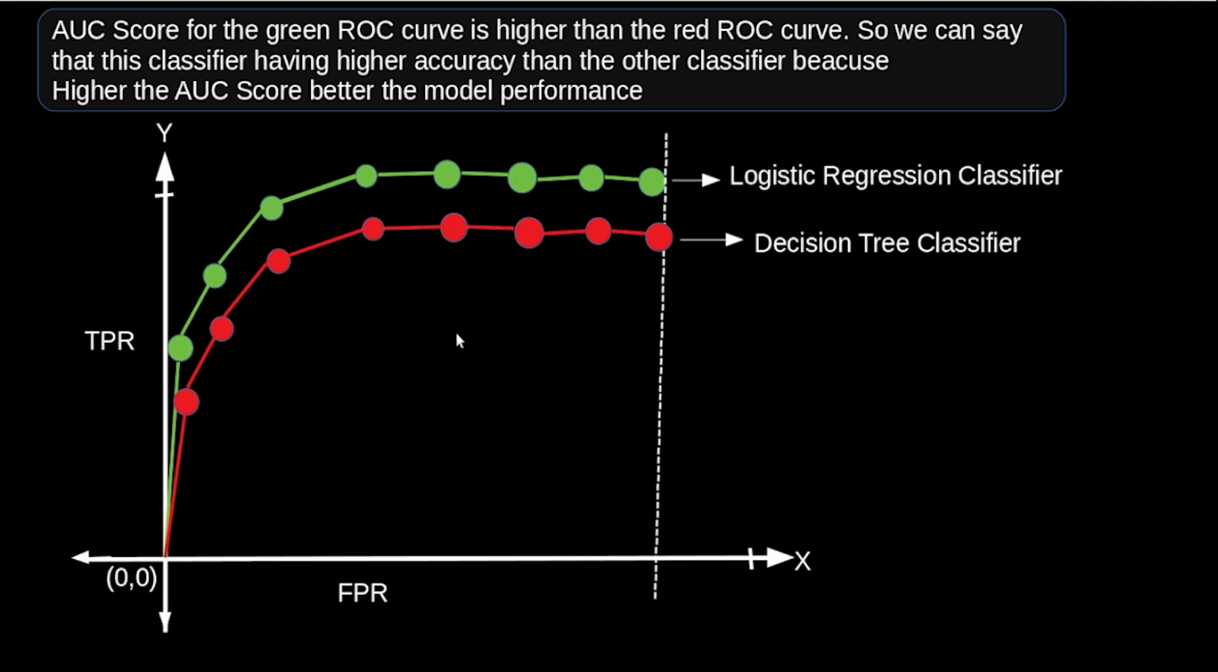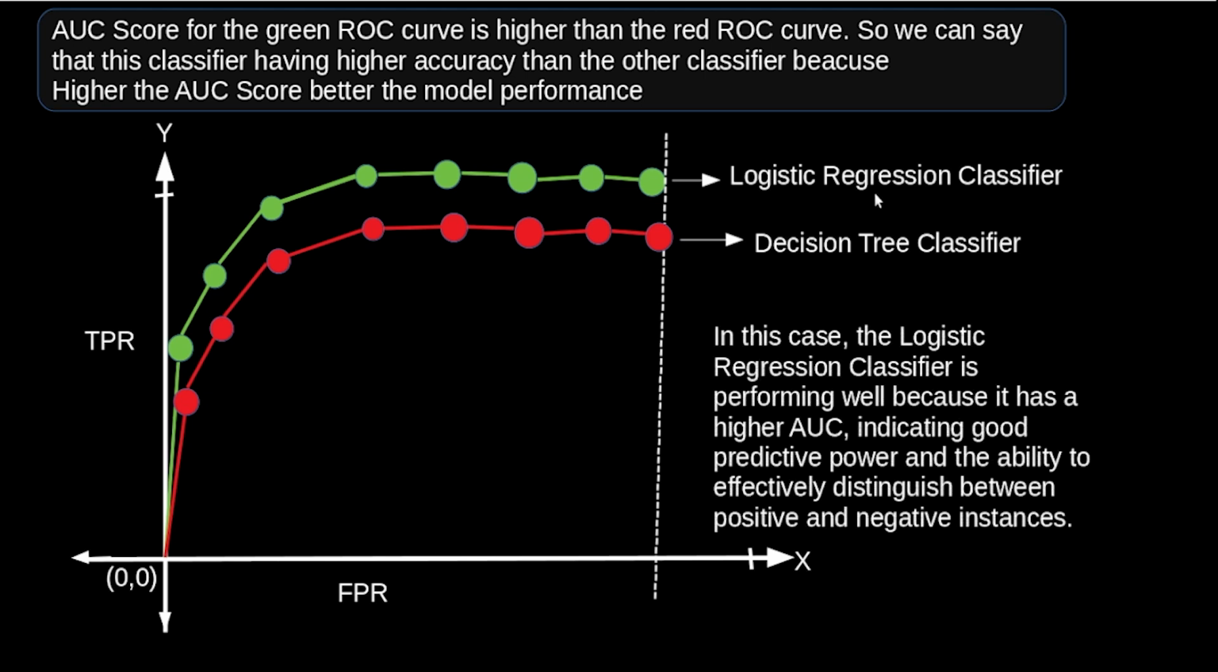So we can say that this classifier, that is the logistic regression classifier, has higher accuracy than the other classifier, because the higher the AUC score, the better the model performance. In this case, the logistic regression classifier is performing well because it has higher AUC, indicating good predictive power and the ability to effectively distinguish between positive and negative instances. Higher the AUC score, better the model performance.